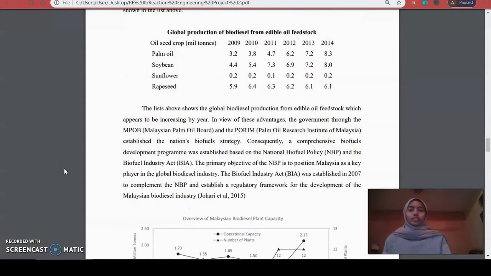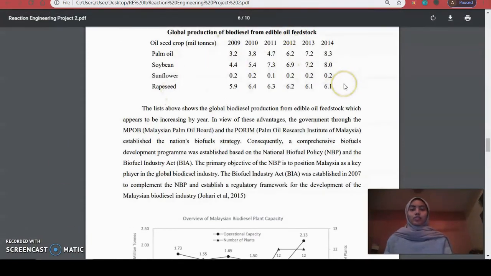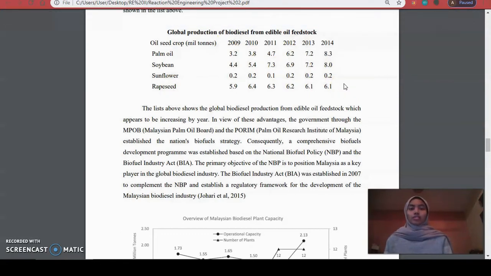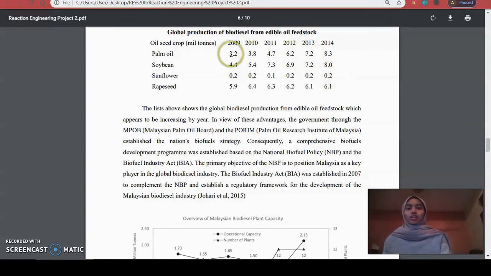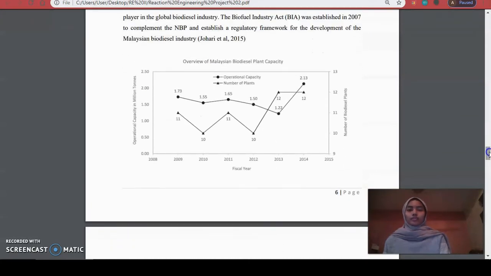Okay, moving on. This list shows the global biodiesel production from edible oil feedstock, which appears to be increasing by year. As you can see, from 2009, all of these oilseed crops, which are palm oil, soybean, sunflower, and rapeseed, increased significantly from 2009 until 2014. Moving on to the next figure.